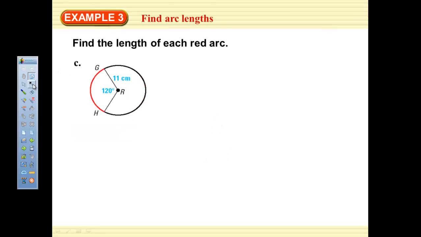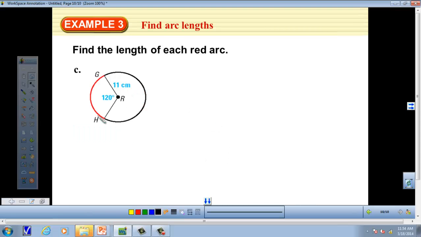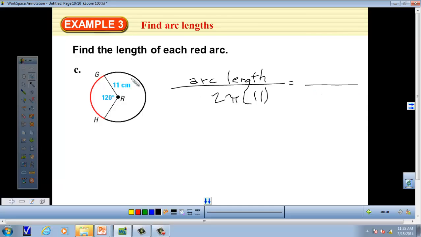Now this problem is a little bit different. Here they want us to find the arc. So, I'm sorry, no, it's the same type of problem. So we've got still arc length over 2 times pi times 11. And this time the central angle is different. It's 120 degrees here. We're going to divide that by 360. Hopefully you know that 120 goes into 360 3 times, so that gives me 1 and 3 here.